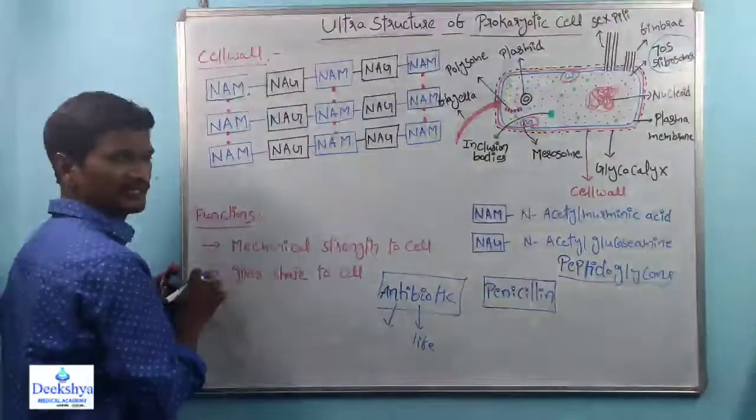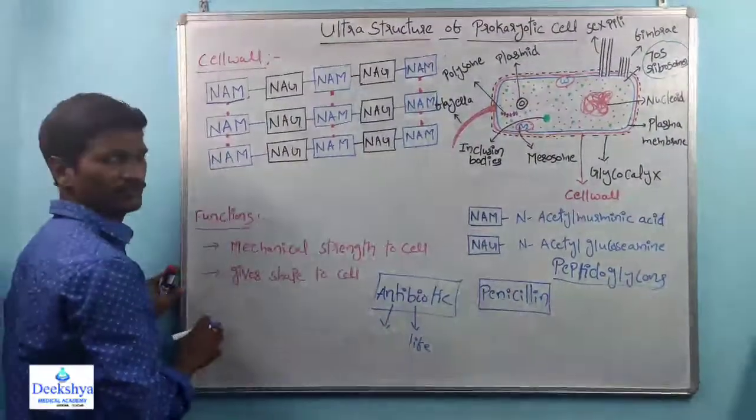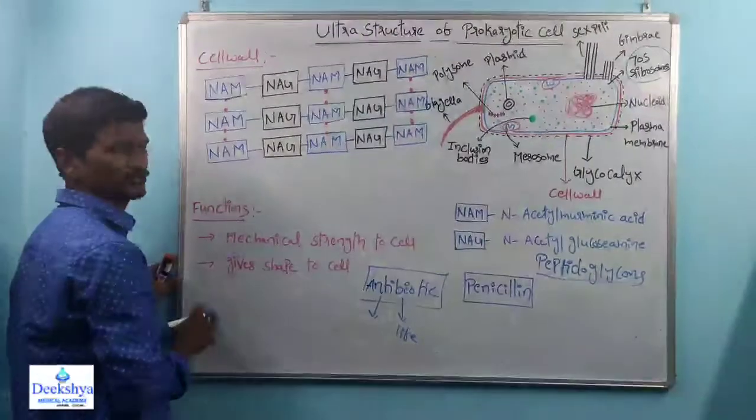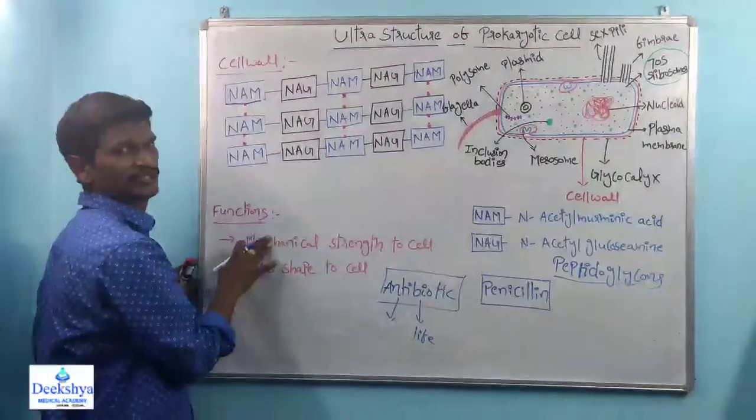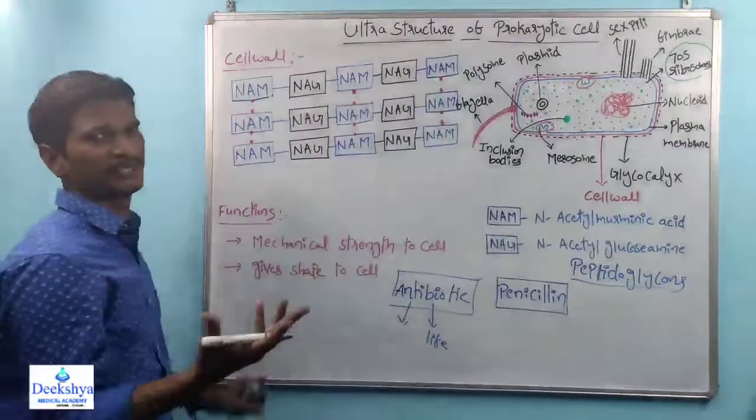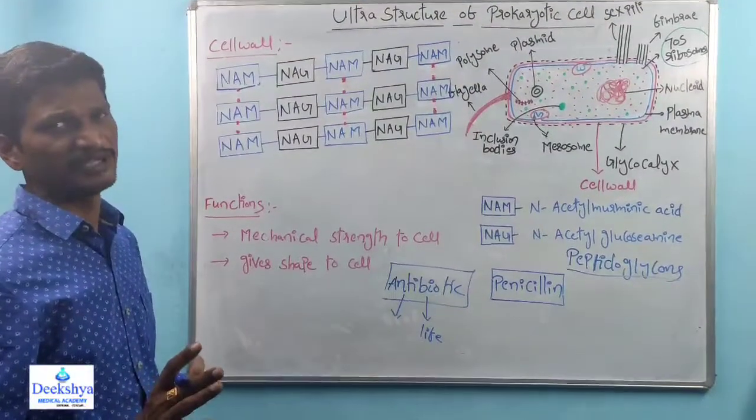Once the crosslinks are prevented, there is no polymerization process. There is no cell wall formation. There is no cell wall. The bacteria will be dead.